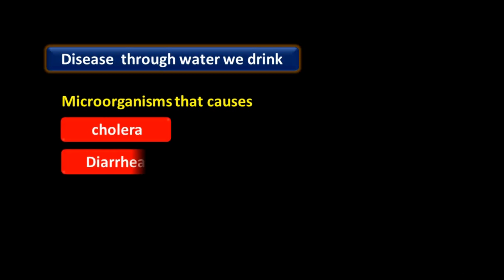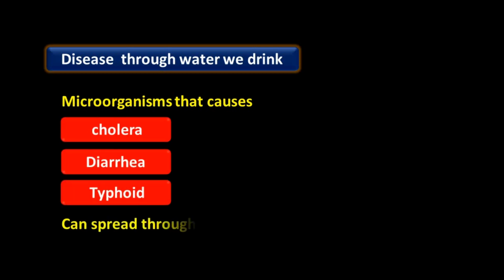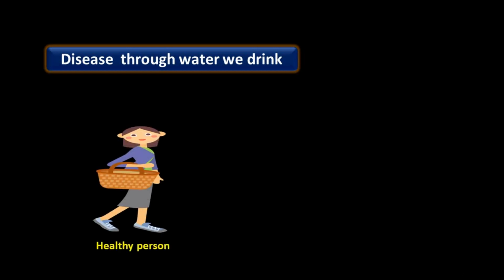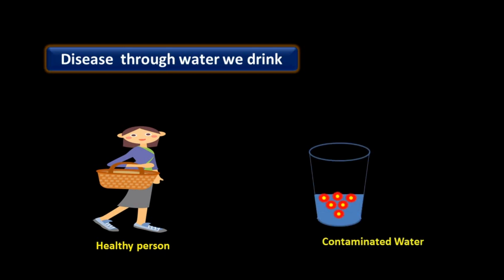Disease spread through water. Microorganisms that cause cholera, diarrhea, typhoid, this type of disease, spread through drinking contaminated water. For example, cholera causing microbes enter a healthy person's body through the water they drink and cause the disease in them. This is a healthy person. This is the contaminated water. When this water is drunk by a healthy person, these microorganisms, pathogens, enter the body of the healthy person and this person gets affected.